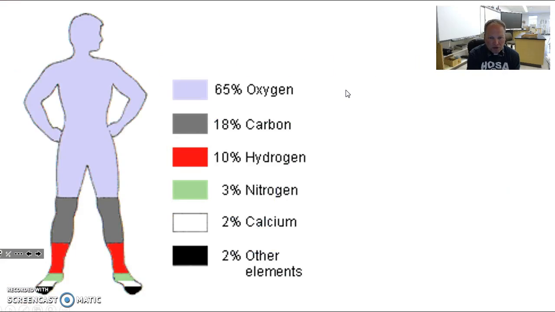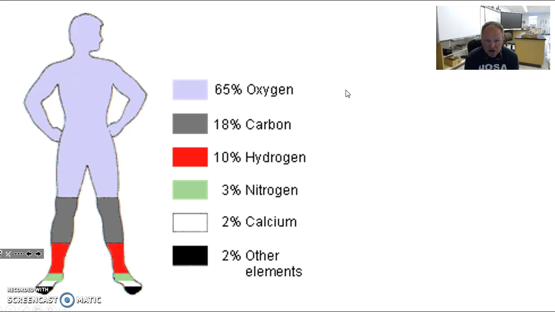Now let's look at the human body really quick. This is your human body. If you notice, he is not wearing socks. Or actually, he is wearing socks, and apparently nothing else. Sorry, this is a PG rating video. But if you look, 65% of the body is oxygen, 18% carbon, 10% hydrogen, and 3% nitrogen. Calcium's next on the list, and then there's a lot of others.